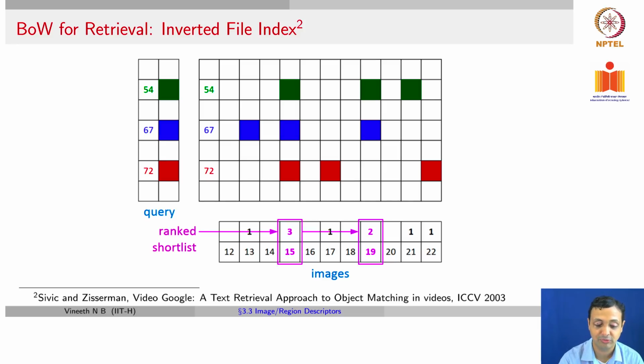So you find that the 15th image has the best match. The second best match is the 19th image with two common visual words. And you repeat this process to be able to get your best match from your repository of images. And this would be known as the image retrieval problem.